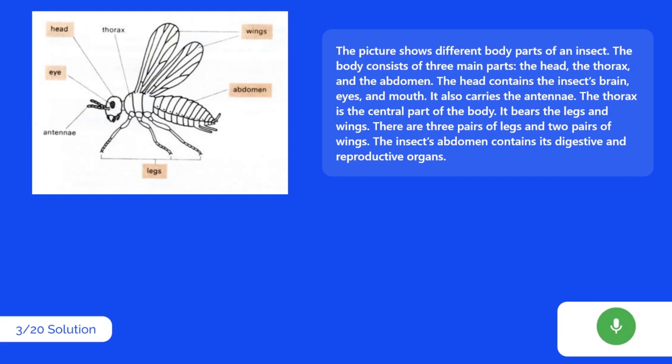The picture shows different body parts of an insect. The body consists of three main parts: the head, the thorax, and the abdomen. The head contains the insect's brain, eyes, and mouth. It also carries the antennae.